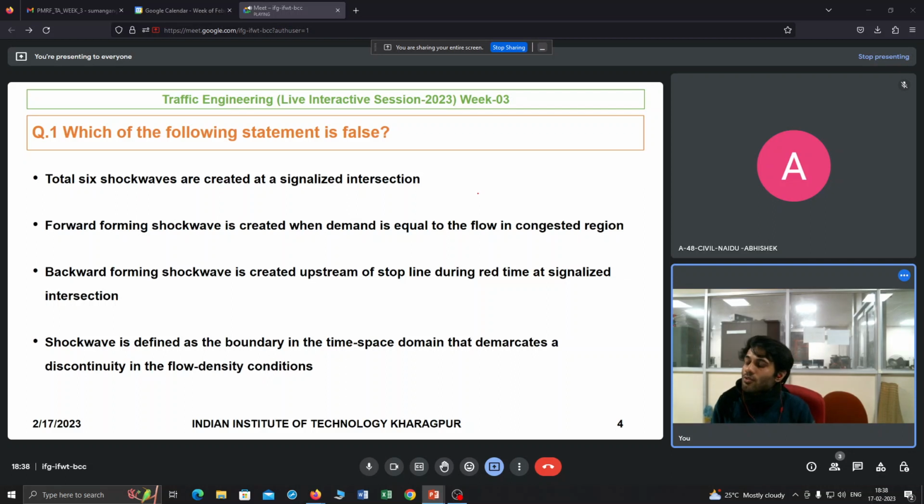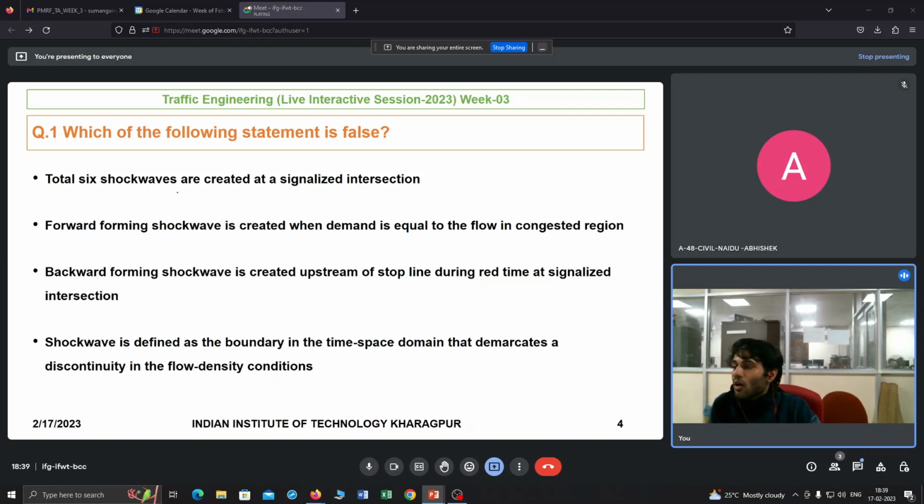So let's start. Question 1 is, which of the following statements is false? Which statement is false, not true? Total 6 waves are created at a signalized intersection. Forward moving is false. Okay, backward moving shockwaves. Okay, tell me then, quickly give the answer.